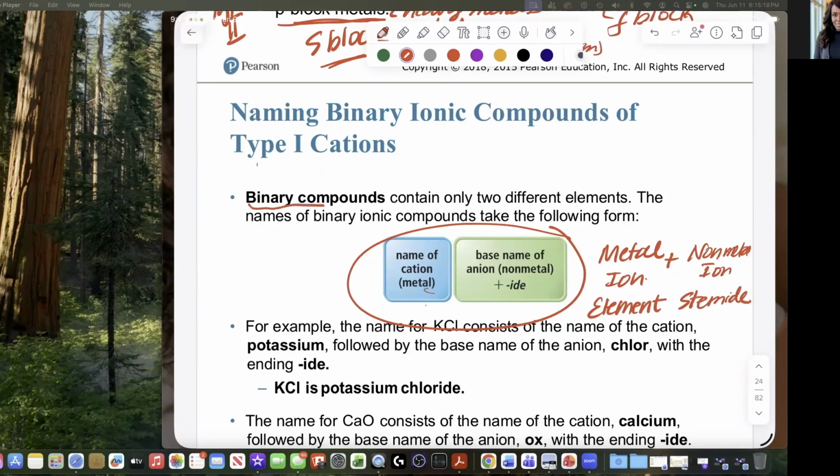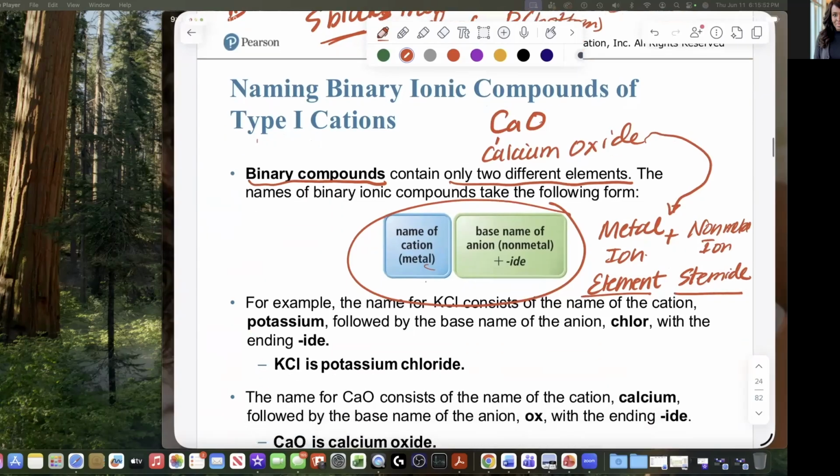So for this one here, the name will be STEM-ide if we're dealing with a binary compound, which it says so right here. If you have a binary compound, it contains only two elements. So for example, CaO, just two elements. The first one, the metal is in group 2, so you name it as calcium. Calcium is the name of the metal ion. And then the non-metal ion will be oxide. And that follows the template provided here. Element STEM-ide. The stem goes with the stem word or the root word for the non-metal, okay?